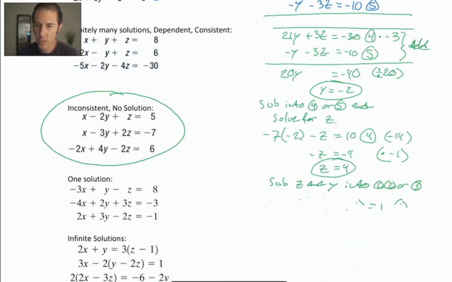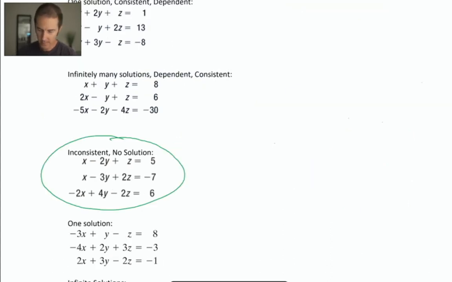I guess you don't have to watch me doing that. I can pause. Be right back. All right, I'm down to 5% battery. Let's see if we can do this. We're not working the inconsistent system with no solution, so I'm going to erase that. And we're going to work the system that's above it that says infinitely many solutions.